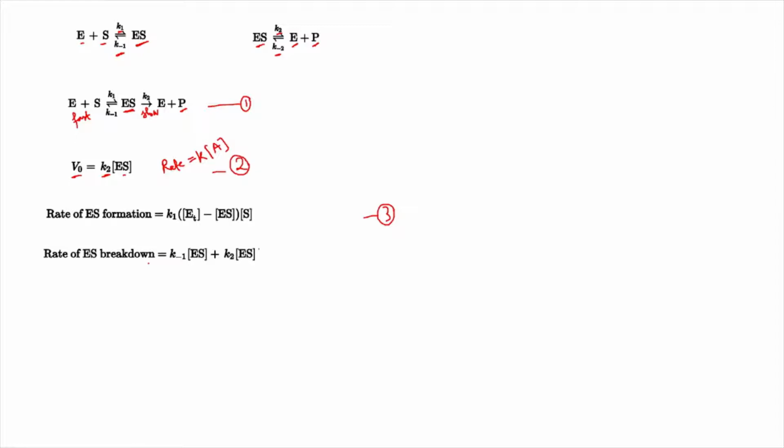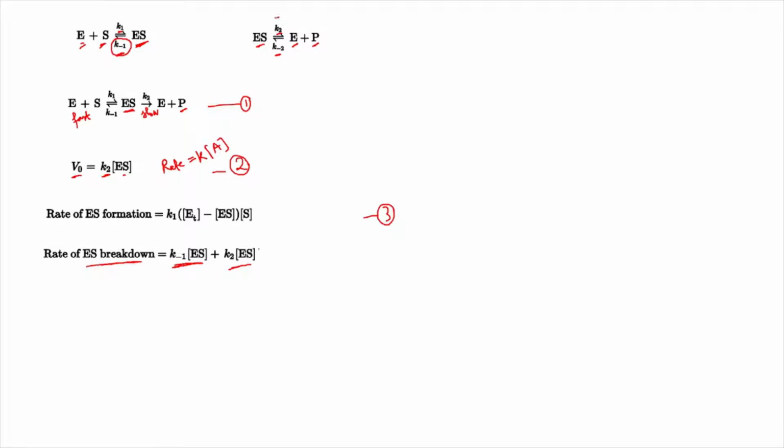Now we are going to see the rate of breakdown of the enzyme substrate complex. We write it as K minus 1 into [ES], the rate constant of the backward reaction multiplied by the enzyme substrate complex concentration, plus K2 into [ES]. Why? In this equation we are looking at the rate of ES breakdown. K minus 1 is the rate constant of the backward reaction, where ES is broken into free enzyme and free substrate molecule. So K minus 1 is involved in the breakdown of the enzyme substrate complex in the first reaction.